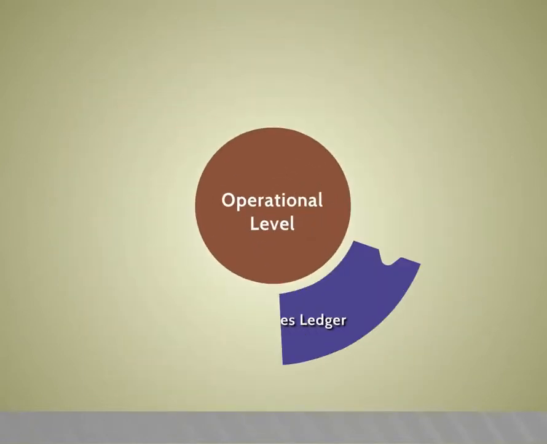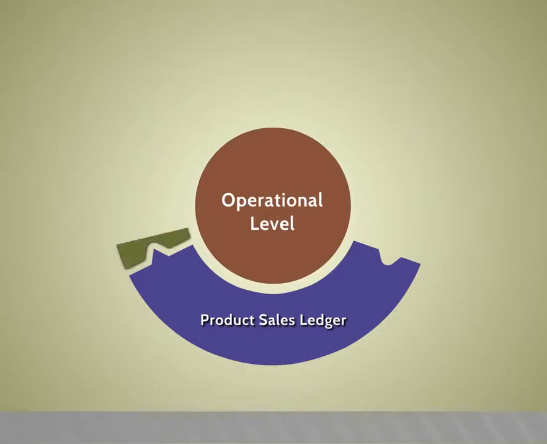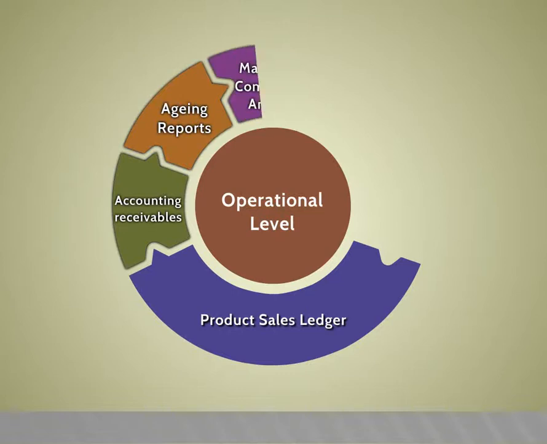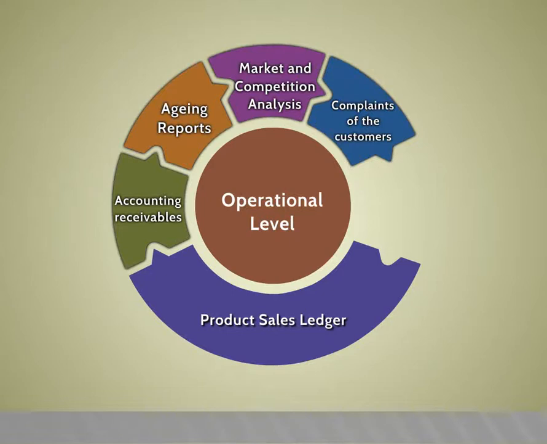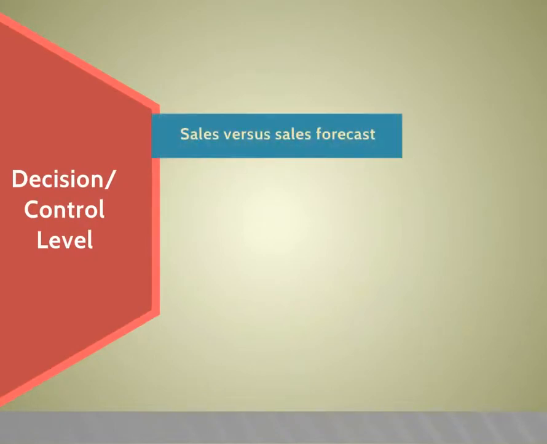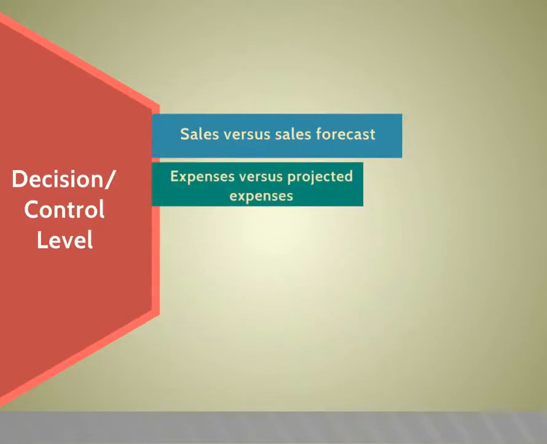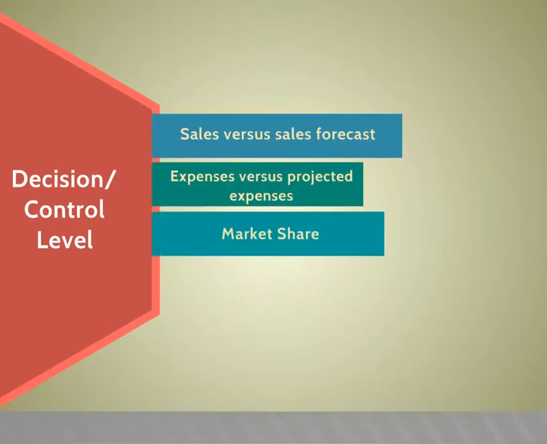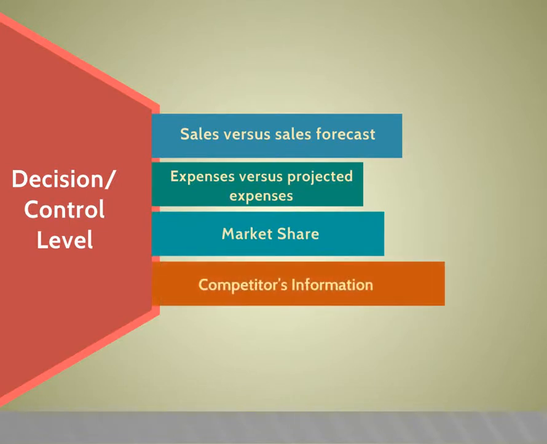Operational level: product sales ledger, accounting receivables, aging reports, market and competition analysis, complaints of the customers, inventory reports. Decision or control level: sales versus sales forecast, expenses versus projected expenses, market share, competitors information.